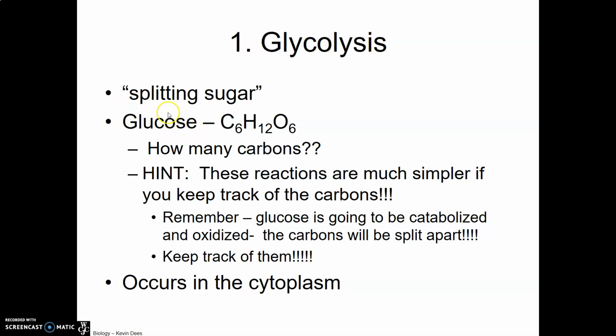Now, through this process, one of the suggestions I have for you is to keep track of all of the carbons. Remember that glucose is a 6-carbon sugar. And so as we catabolize or oxidize the glucose, these carbons are going to be split apart and of course will be converted into carbon dioxide. So keep track of where the 6 carbons are at each step along the way. Now, glycolysis occurs in the cytoplasm.